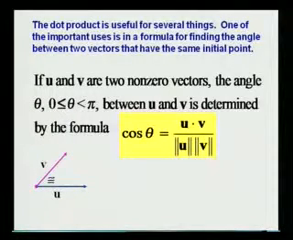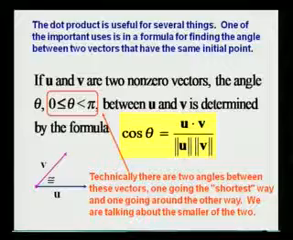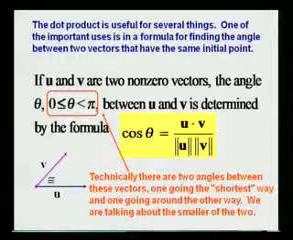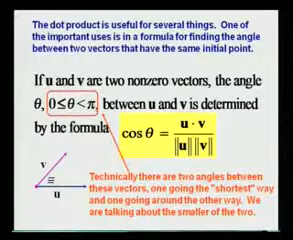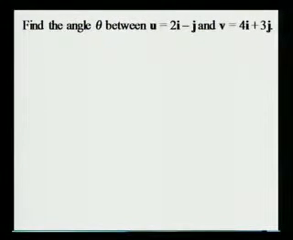So here this is the direction of u and the direction of v. There is an angle between u and v. Technically there are two angles between these vectors, one going the shortest way and one going around the other way. We are talking about the smaller of the two, which is 0 less than or equal to theta less than pi. Let us look at one example to find the angle between two vectors. u is equal to 2i minus j and v is equal to 4i plus 3j.